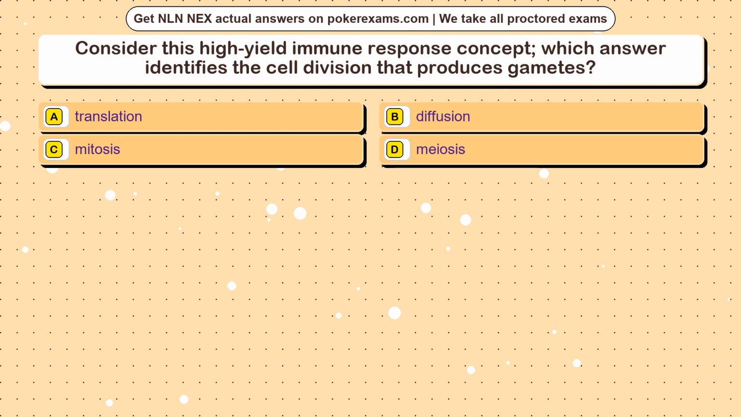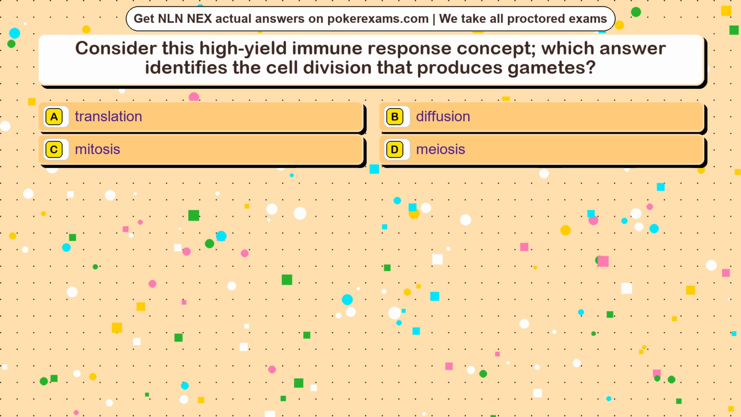Question 18. Consider this high-yield immune response concept. Which answer identifies the cell division that produces gametes? Option A, translation. Option B, diffusion. Option C, mitosis. Option D, meiosis.